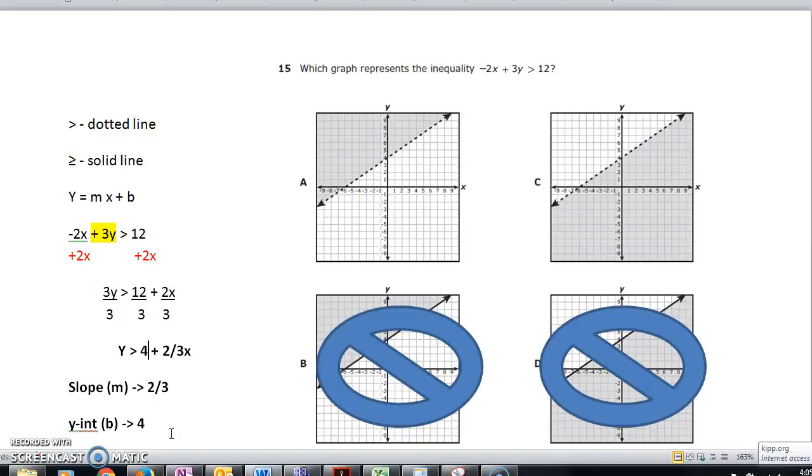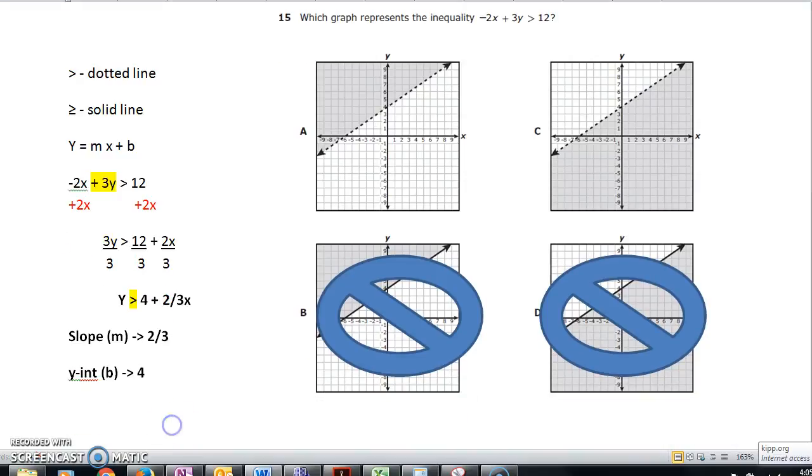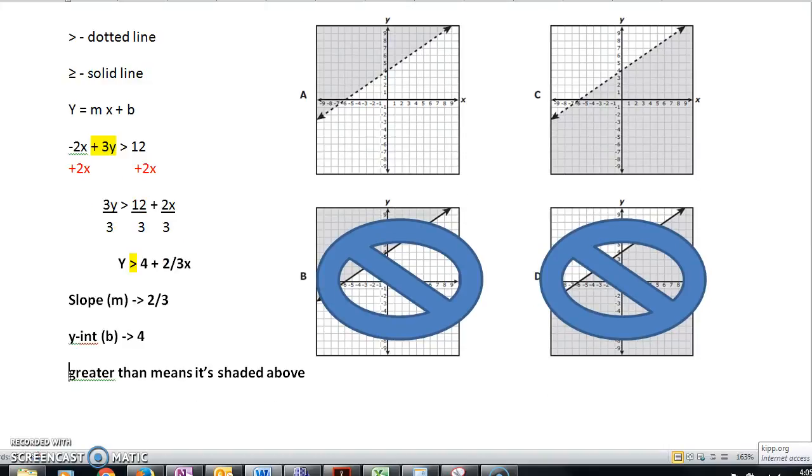The last thing we have to check then is the shading. Notice that for this graph, the shading is above the line, and for this graph, the shading is below the line. Since I have this solved into slope-intercept form, one way I can look at this is greater than, which is what I have. Greater than means it's shaded above. If it's a less than sign, less than means it's shaded below.